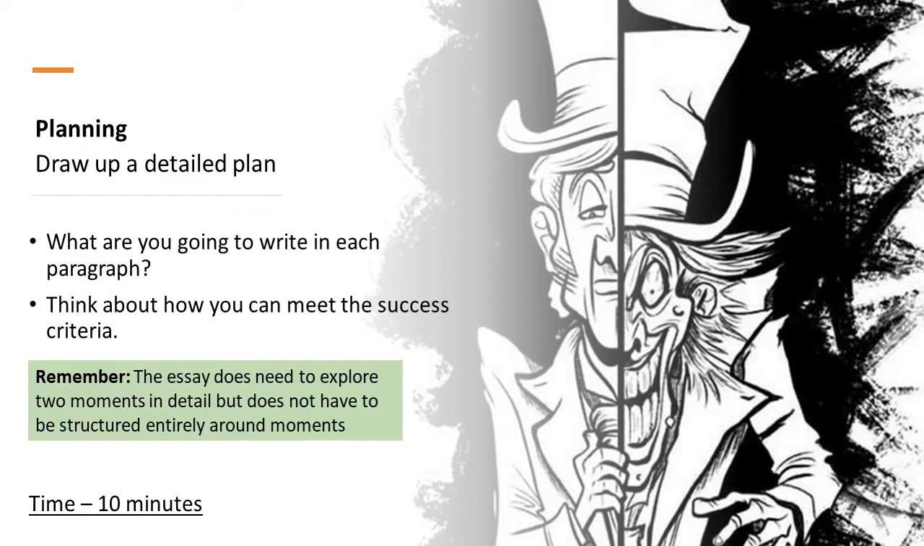So what I'd like you to do is write out your paragraph names, so paragraph 1, 2, 3, 4, 5, for example, and next to each paragraph, write what you're going to include within that paragraph. Remember, the essay does need to explore at least 2 moments in detail, but it does not have to be structured entirely around the moments. So as long as you've referred to the moments, the essay can be structured by character or any other way you would like, or by theme. So pause the video to write out your plan.